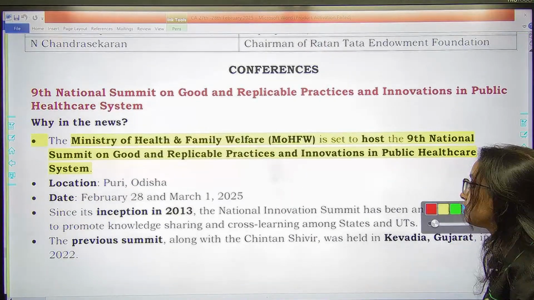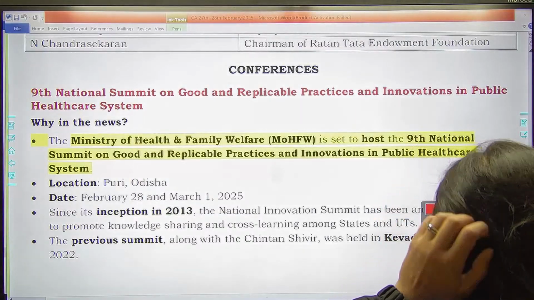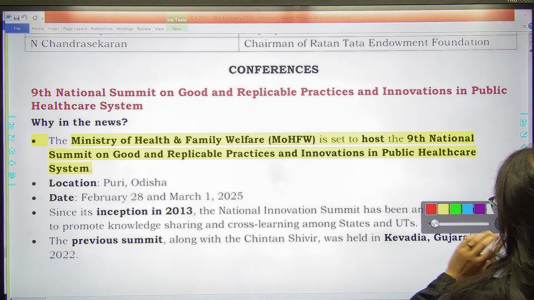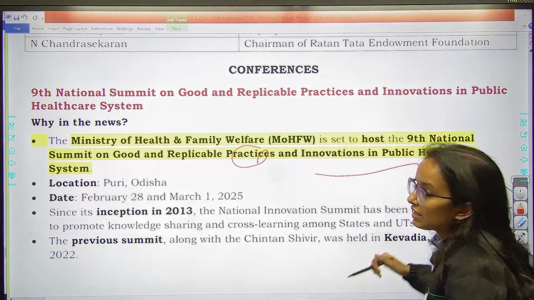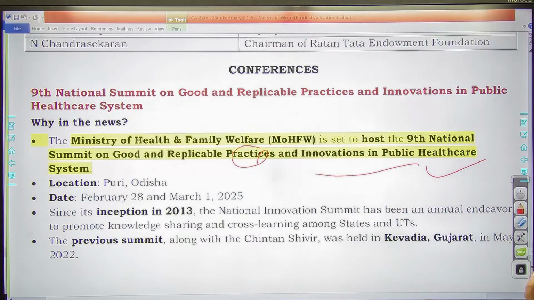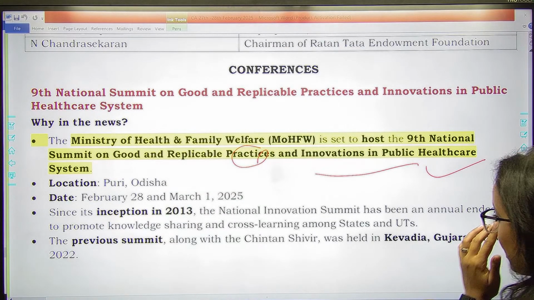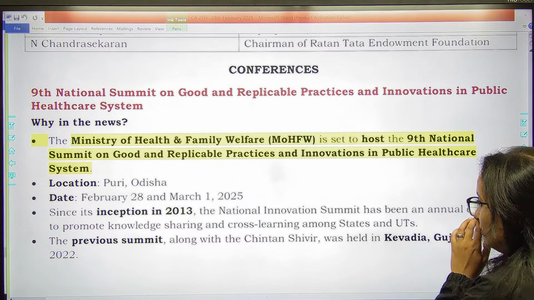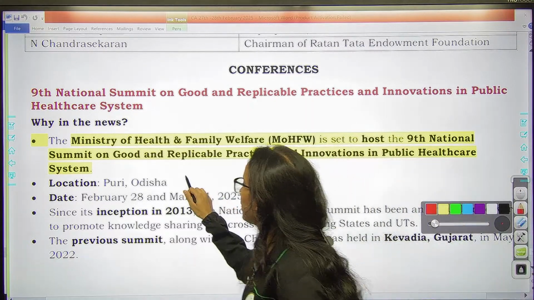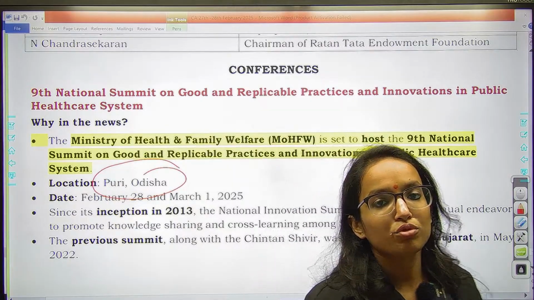Then you have conference. The Ministry of Health and Family Welfare is set to host the 9th National Summit on Good and Replicable Practices and Innovation in the Public Healthcare System. It will be conducted in Puri, Odisha. So remember the location. It will be conducted in Puri, Odisha.